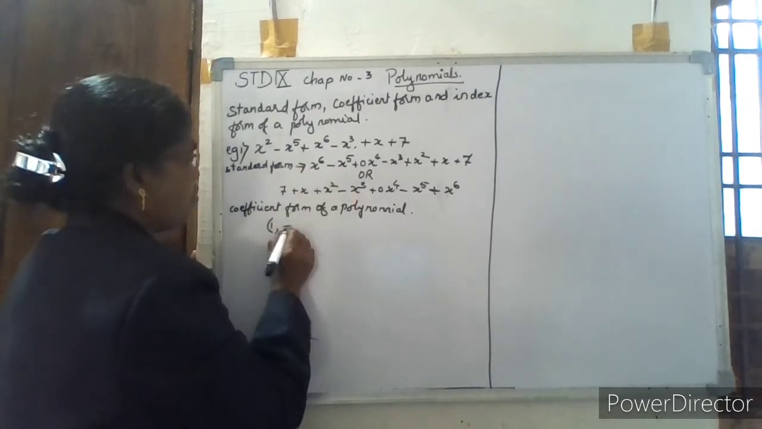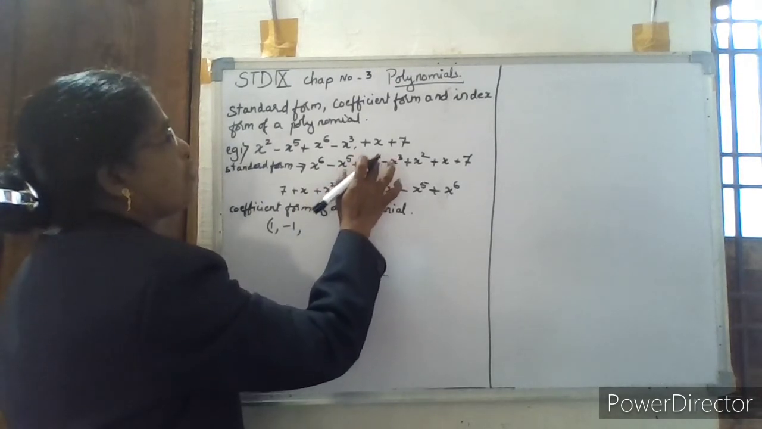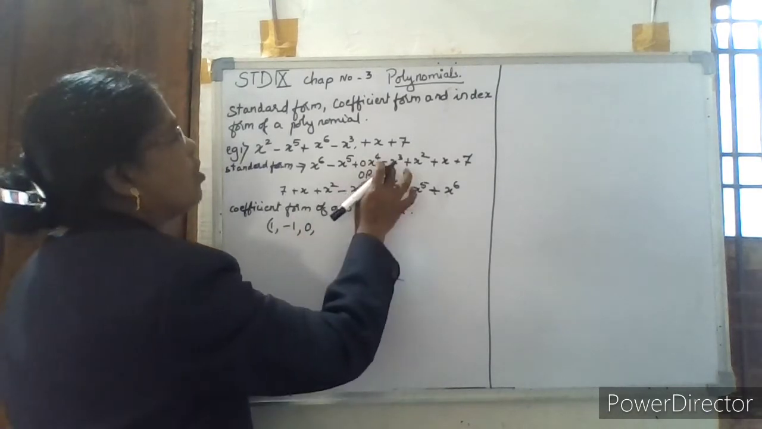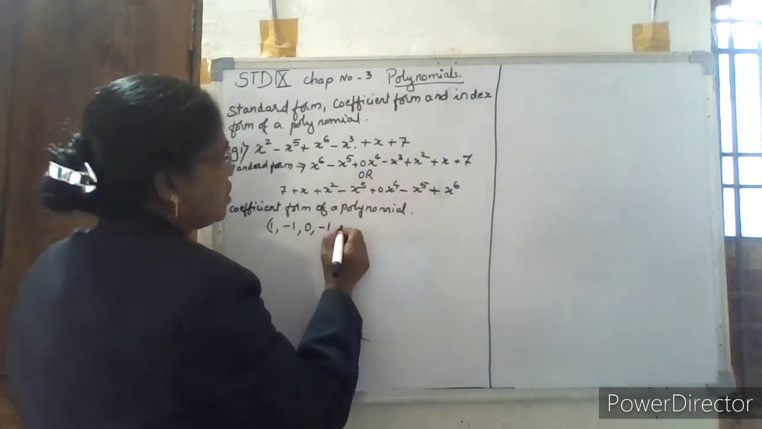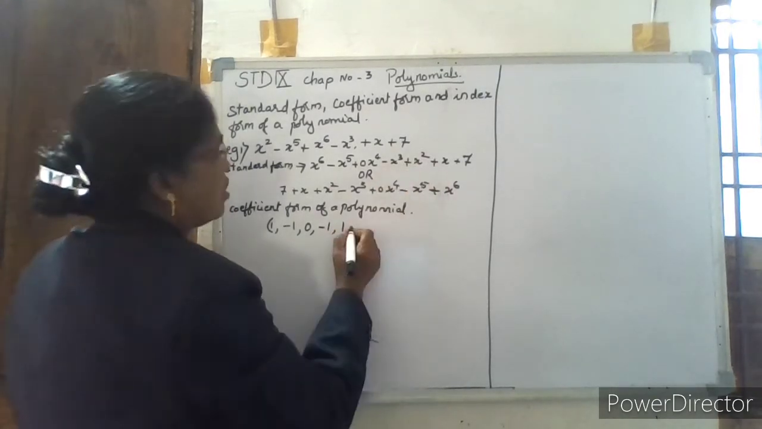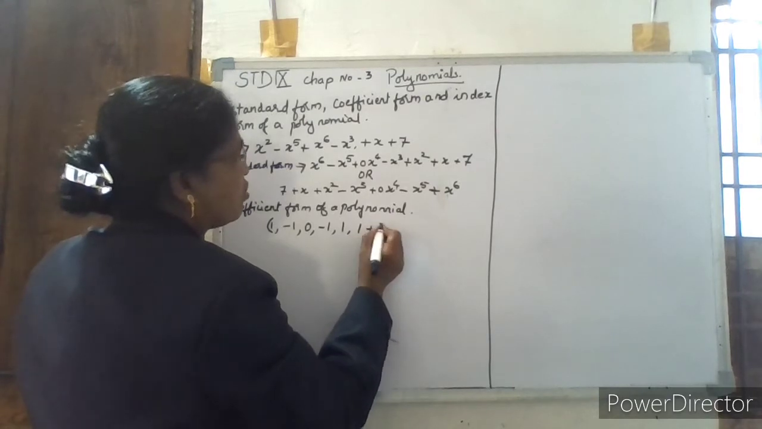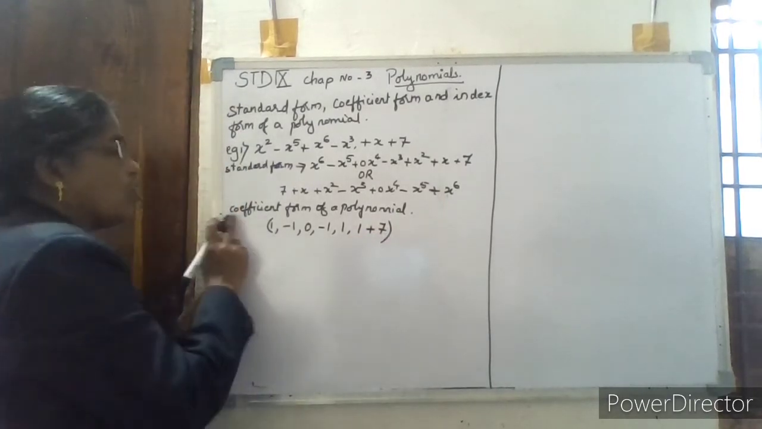Here the coefficient of the term with power 4 is 0, so we will write 0. Here the coefficient is again minus 1. Here the coefficient is plus 1, then again plus 1, and the constant term is 7. So this is taken as the coefficient form of the polynomial.